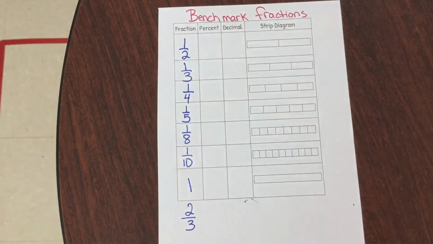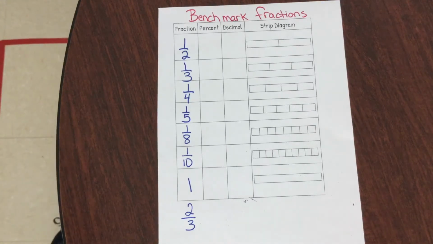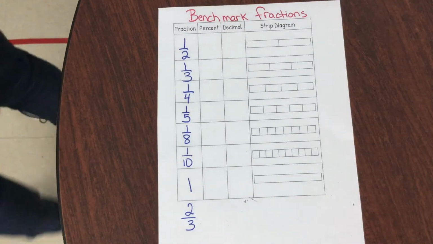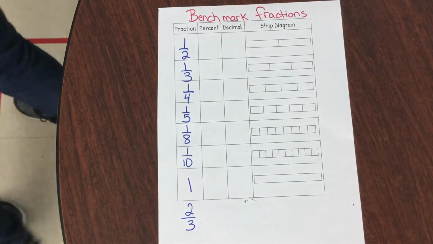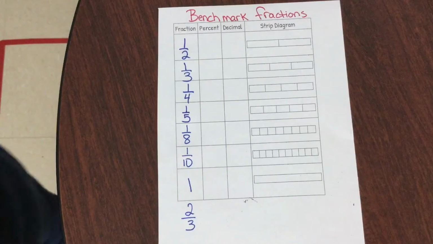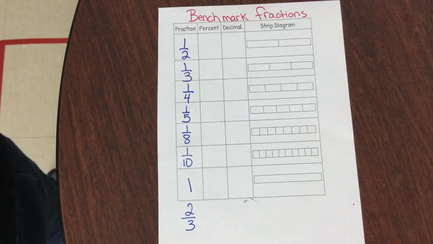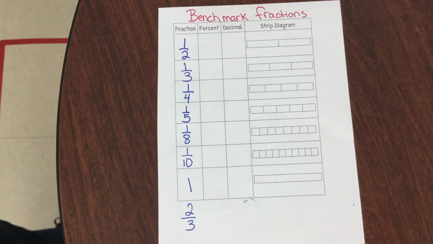The reason why benchmark fractions are so important is because notice it's 1/2, 1/3, 1/4, 1/5, and so forth, right? Because if I know what 1 is, I can find out what any number is. If I know what 1/2 is, and I'm asked what is 5/2, then I can find out what 2/2 is, and 3/2, and 4/2, because all I'm going to be doing is just continuing to add that.